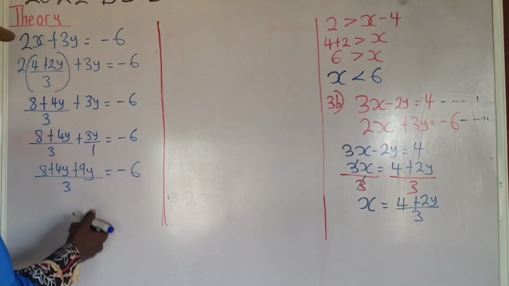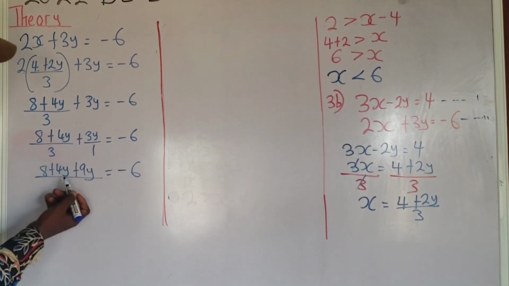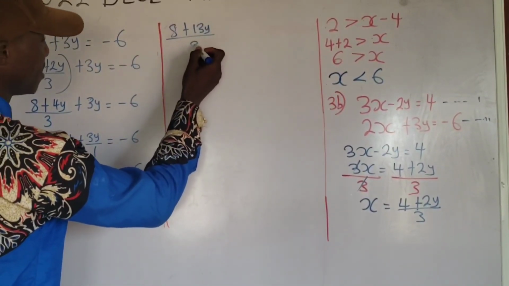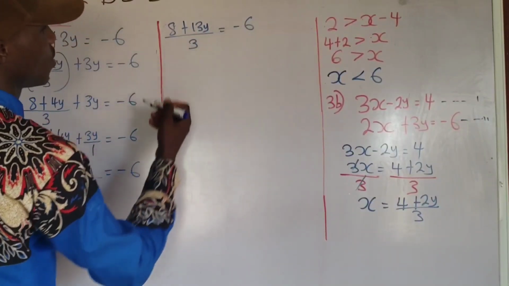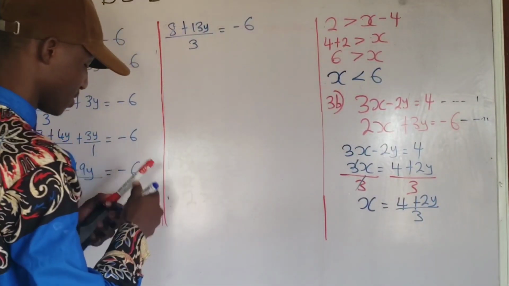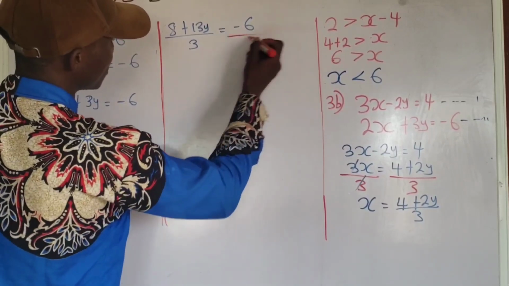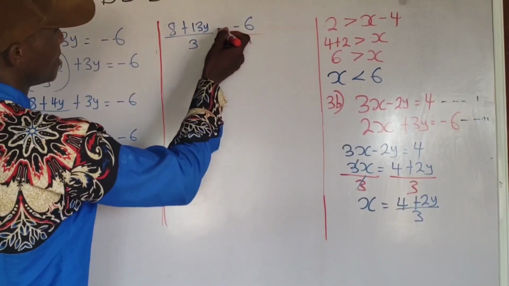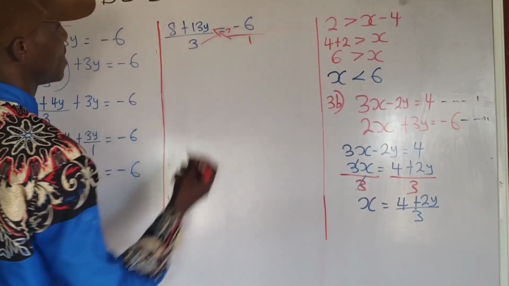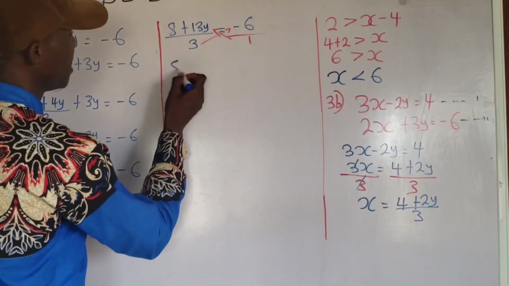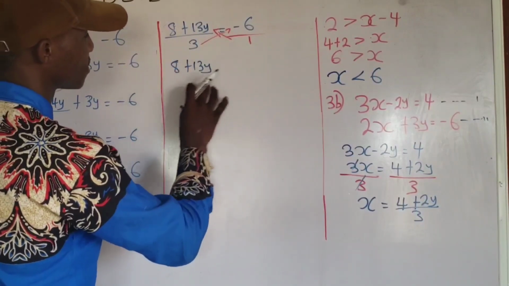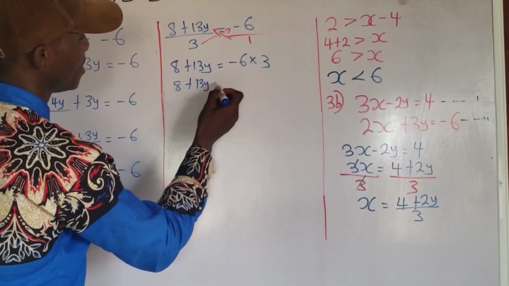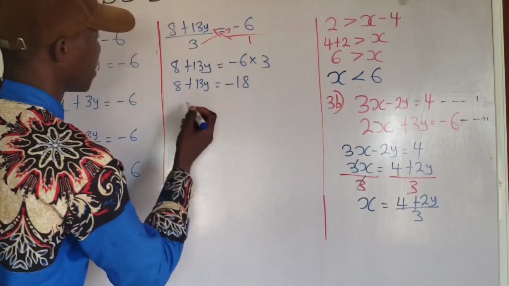Now we have 8 plus, we can collect like terms, 4y plus 9y, that is 13y. So I'm going to have 8 plus 13y all over 3 equals negative 6. Negative 6 can be written as negative 6 all over 1. Now take the cross product, that is, cross multiply. This 1 will multiply 8 plus 13y, and this 3 will multiply negative 6. So I'm going to have 8 plus 13y equals negative 6 times 3, which is negative 18. Please pay attention.